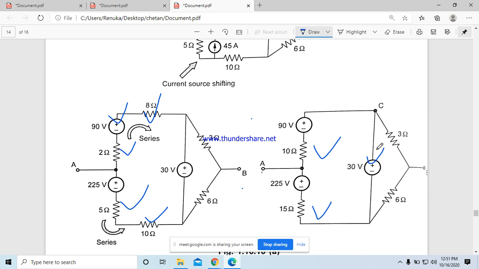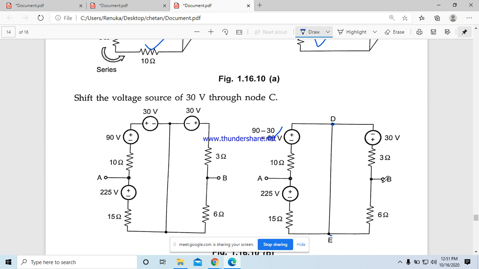Yes, the voltage source is common to this one and this one. I can do source shifting. I can shift this 30 volt beyond this C point so that I can draw 30 volt here and 30 volt here, because I will do the voltage shifting technique. Just now I told you what that voltage shifting is. So what I do, I have drawn 30 volt like this.